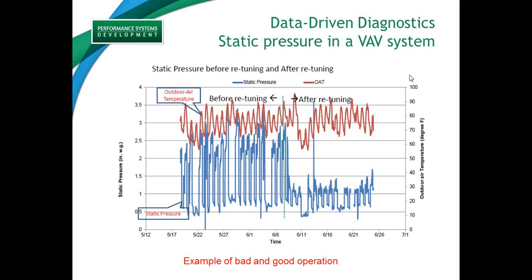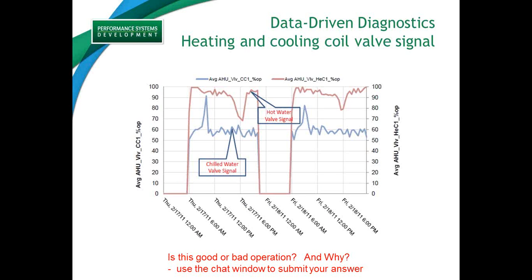So I showed you one example here where we have bad data, bad performance beforehand, good performance after the retuning process. Now let's look at another set of squiggles, another trend data, again, from the building automation system. And you decide, this is not a before and after picture like last time. This is just, we're looking at the trend data before any corrections are made to the building, and is this good operation or bad operation, and why?